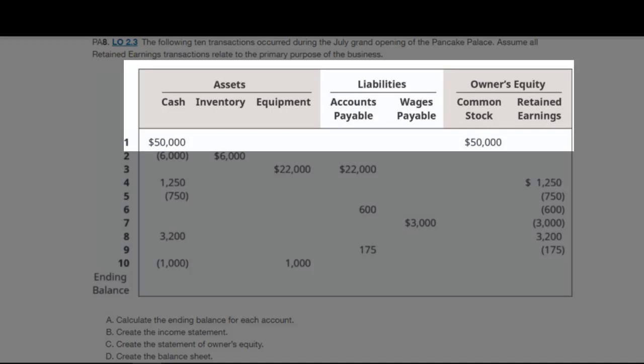Which value column in row 1 gets the increase of $50,000? Well, an investor gave us the money. We did not work or operate our business to earn it. And so you put the $50,000 increase in value in row 1 in the common stock column.